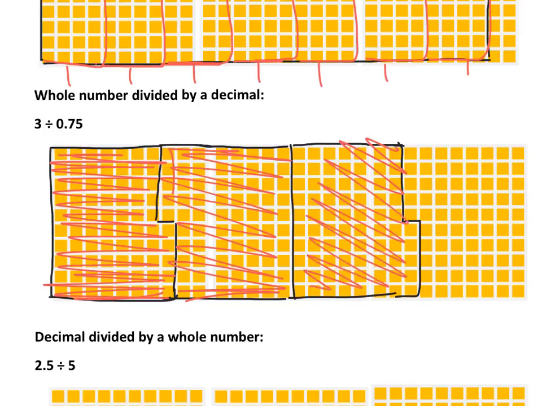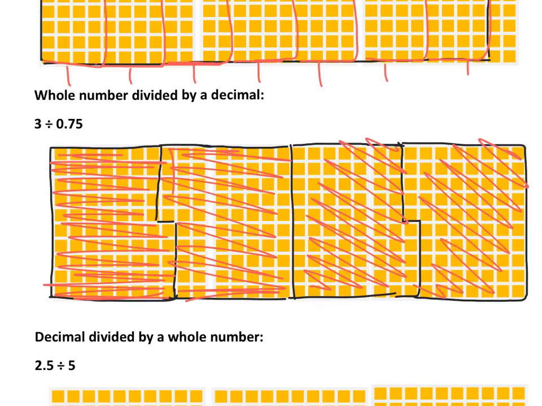And then we have 5 hundredths, and then 1, 2, 3, 4, 5, 6, 7. So this last group is 75 hundredths. So I have 1, 2, 3, 4 groups of 75 hundredths. So that means that 3 divided by 75 hundredths equals 4.